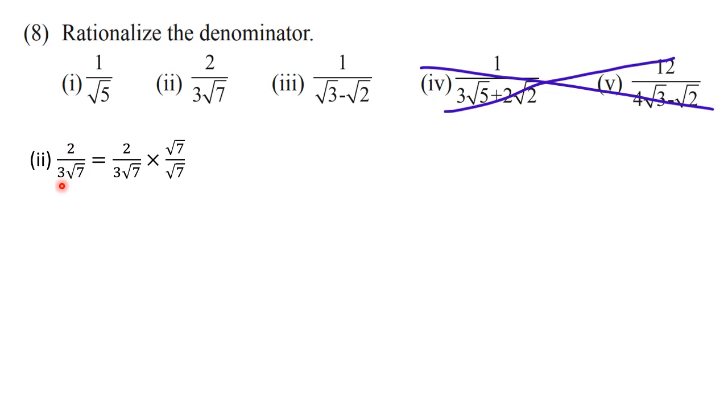2 upon 3 root 7. So here the rationalizing factor is root 7. So I am multiplying and dividing by root 7. We have to multiply both the places, in the numerator as well as in the denominator. Okay, so when we multiply here in the numerator, we will get 2 root 7, and here 3 into 7. Why? Because root 7 into root 7 is 7. And then 3 into 7 is 21. So the final answer we can write as 2 root 7 upon 21.